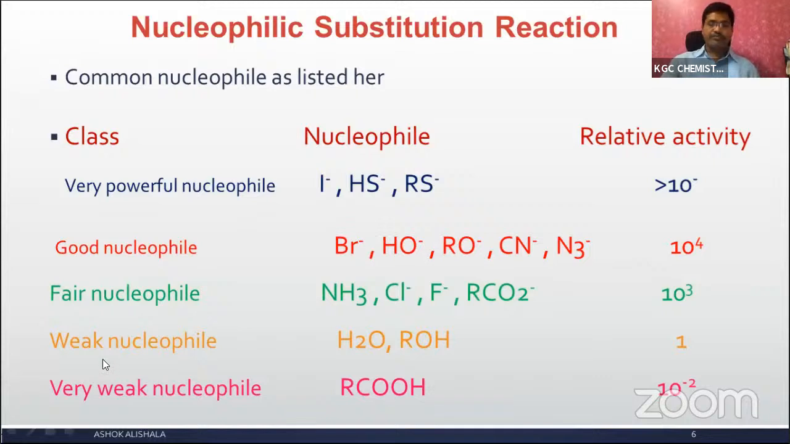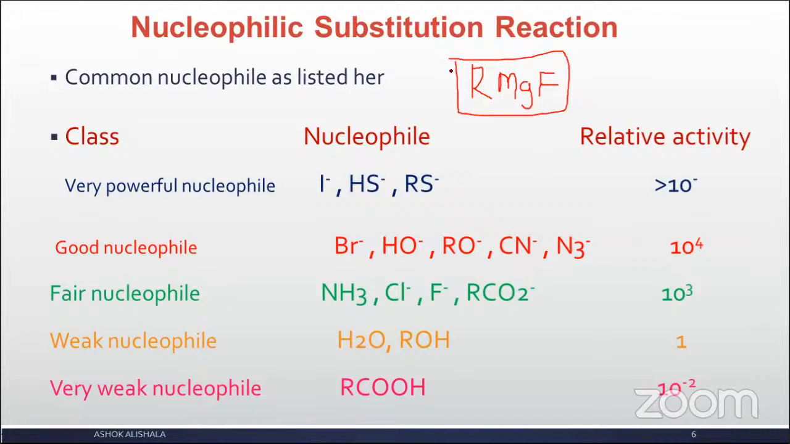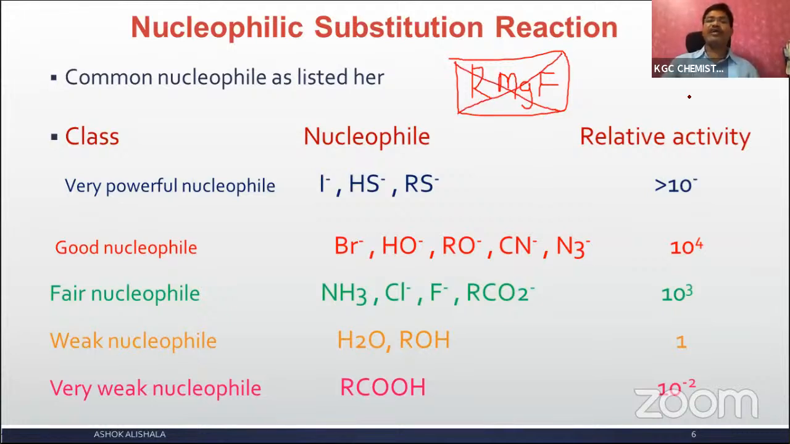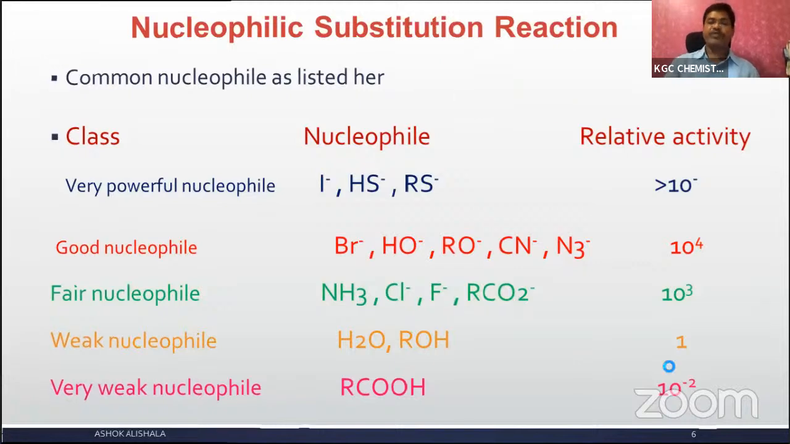Can you remember? I want to tell you one thing here. Can you see this type of compound anywhere in organic chemistry? Have you seen this type of compound anywhere in your studies? You never find this compound because of the high electronegativity of fluorine. It never forms Grignard reagent. Only chlorine, bromine, and iodine will form Grignard reagent. Fluorine never forms.